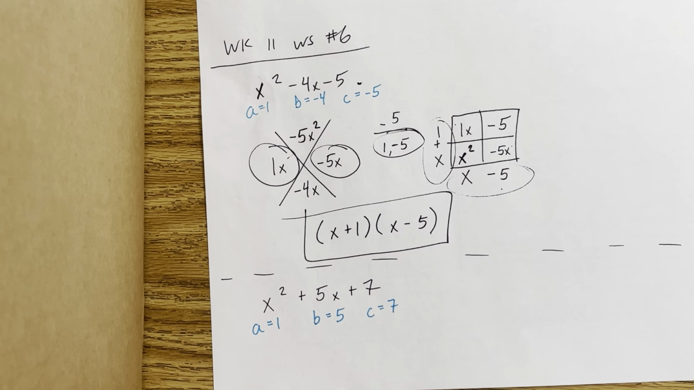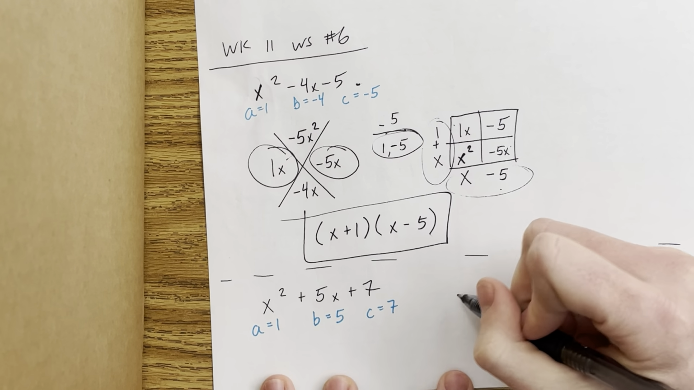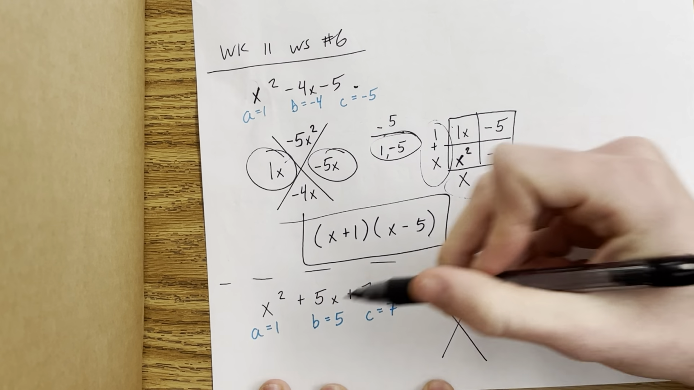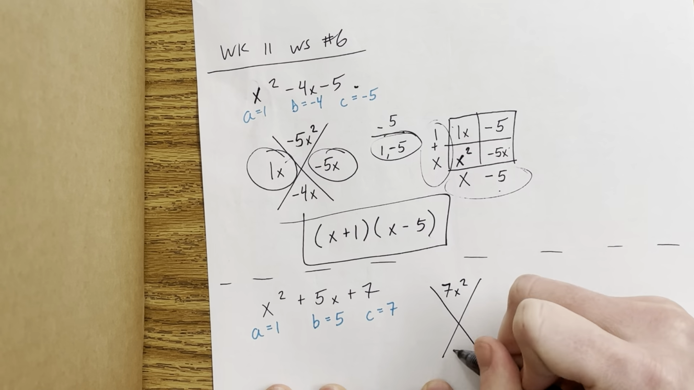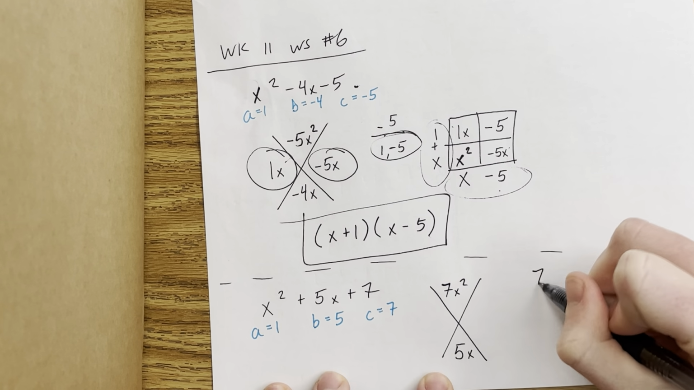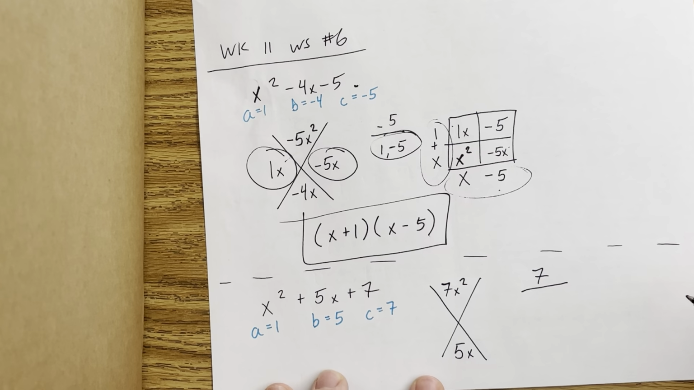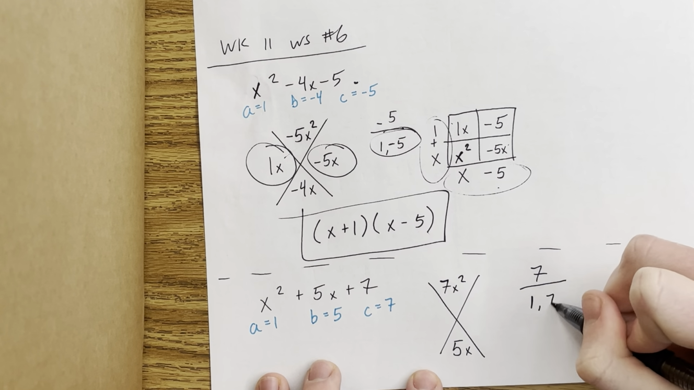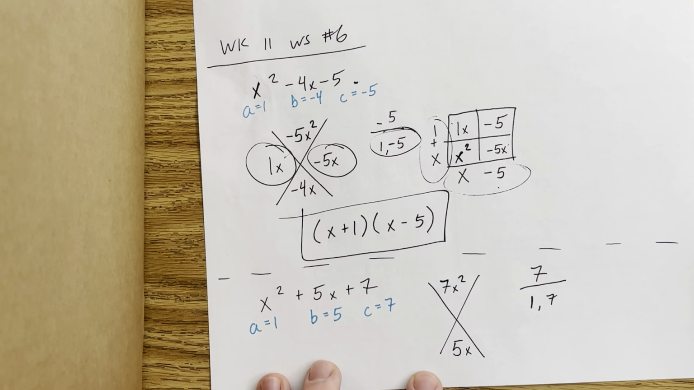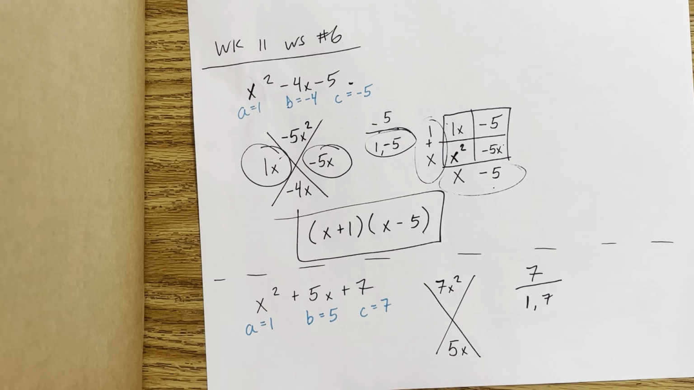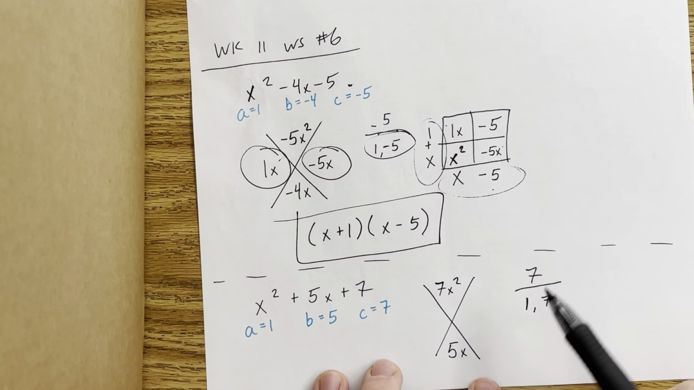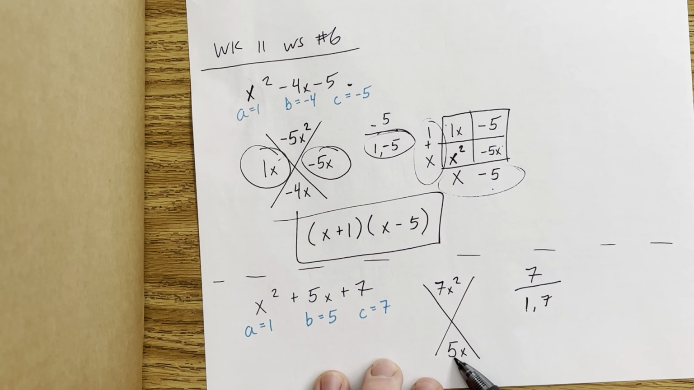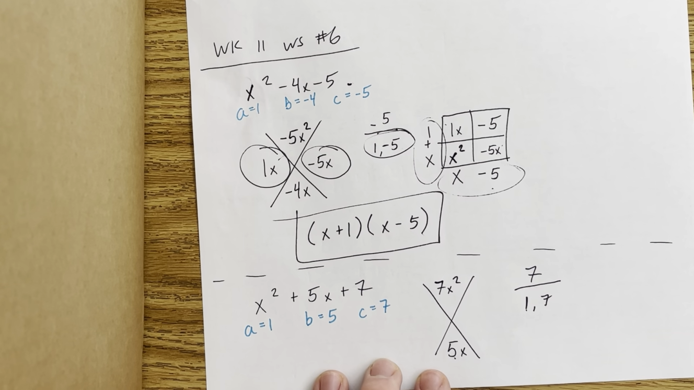Now, I continue on with my diamond. So A times C, x squared times 7, is 7x squared. And then B goes on the bottom, 5x. What are the factors of 7? What two numbers can you multiply together to equal 7? 1 and 7. 2 doesn't work, 3 doesn't work, 4 doesn't work. This is the only factor. Sorry, these are the only whole factors of 7. So is 1 plus 7 equal to 5? I hope you said no.